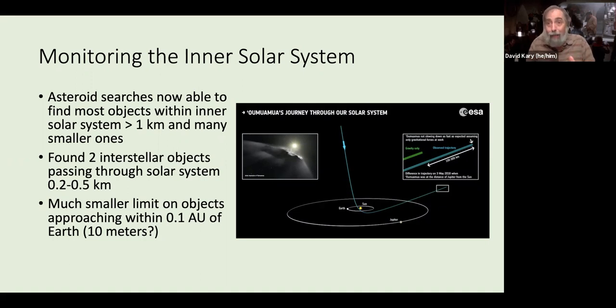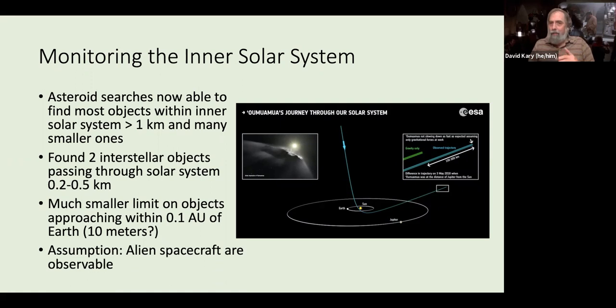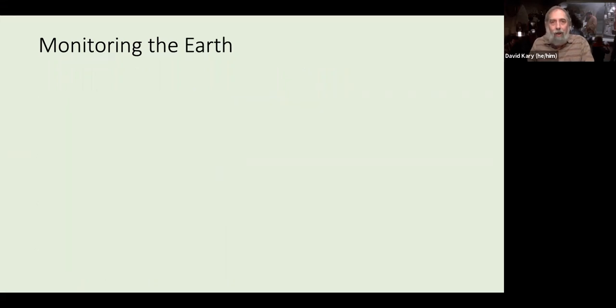That's the first thing to appreciate, that we're now watching that closely. And I'll say the assumption I'm making here is that alien spacecraft are observable. They're not so effectively hidden that we can't pick them up at all. Otherwise, you start having to wave your hands and talk about magic almost. But let's look at what else we can do.